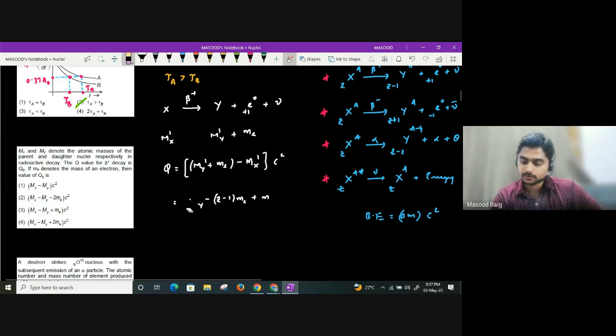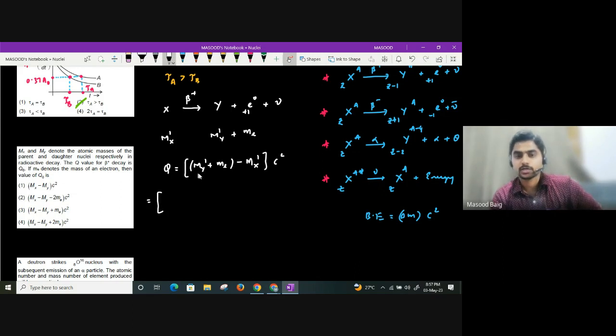So I'll just take it to the left hand side, guys. So I'll get it as, see, this is nuclear mass. How can I write nuclear mass? It is atomic mass minus mass of the electrons. How many electrons is it containing? Z minus 1. Plus me you can write, which is the mass of the positron here. Minus of what is mx dash here? It is nuclear mass.